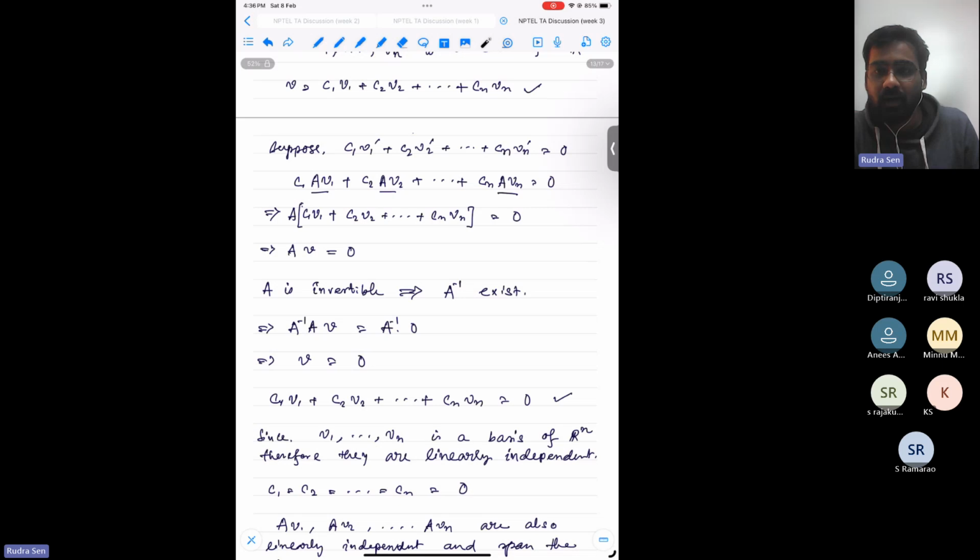Is it understandable up to that point? Yes, sir. So since V1 prime, V2 prime, Vn prime are all linearly independent, and there are n vectors, exactly the number needed, that means they can span the whole space. That means they are the basis. Okay.